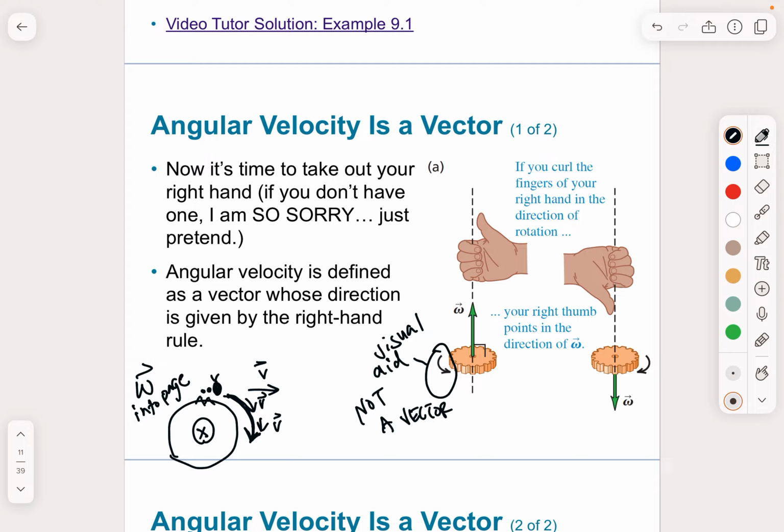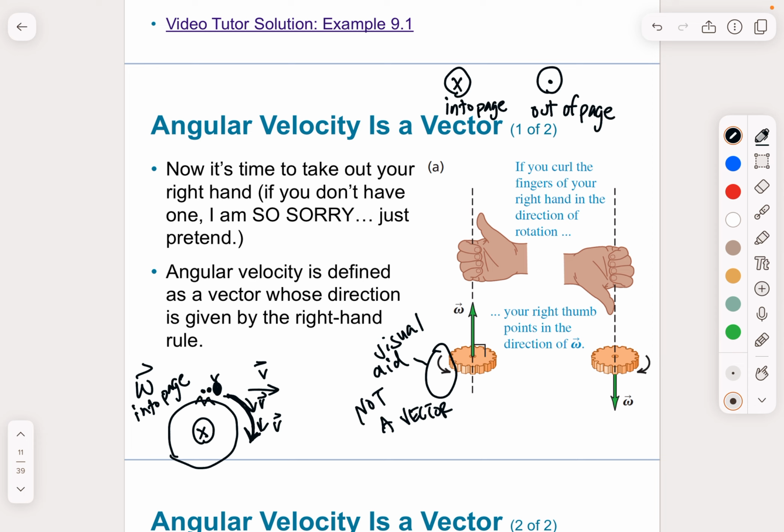Okay, into the page is represented by an X. Okay, an X into the page, right? So a 2D representation of a 3D vector, right? A vector pointing into the page has a cross. A vector pointing out of the page is represented as a dot. Okay, and so you'll need to get used to that imagery for this chapter and the next one.